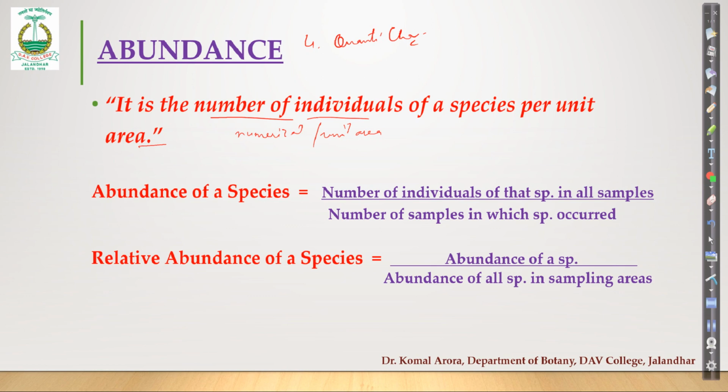Okay. So how do we calculate abundance? The number of individuals of that species in all samples divided by the number of samples in which the species occurred, because you have to express it on an area basis. You can see here we have not written total area. We are saying the number of samples in which the species occurred. Then relative abundance, how do we calculate that? Abundance of the species divided by abundance of all the species in the sampling area. And if you are expressing it on a percent basis, then it will be multiplied by 100.